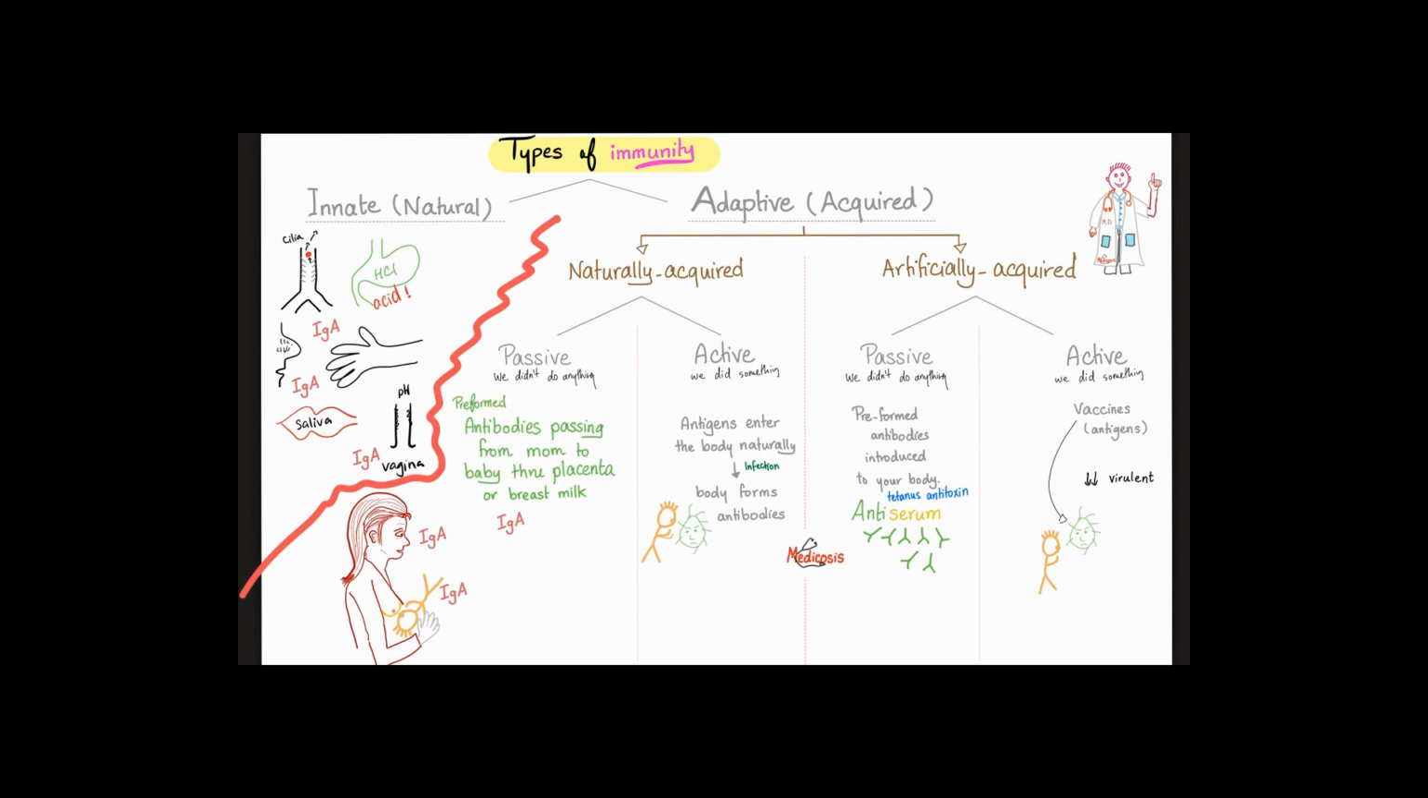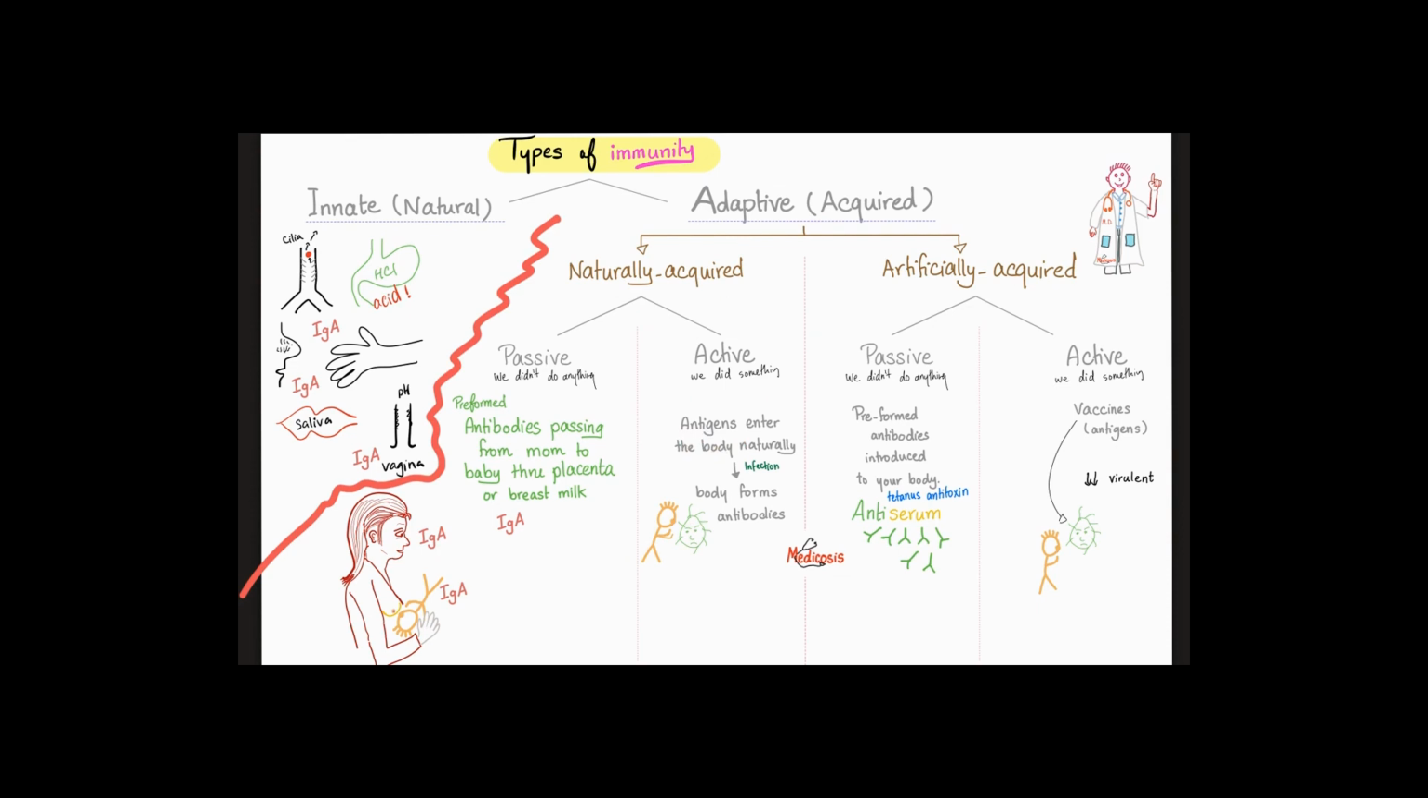Let's talk about natural. All right, natural passive acquired immunity. These are the antibodies that you get from the placenta or from breast milk. When mommy feeds the baby, the breast milk is awesome because it contains IgA, preformed antibodies. These are not the baby's antibodies, these are the mother's antibodies. The baby was passive. The baby did not do anything. So it's passive, naturally acquired adaptive immunity.